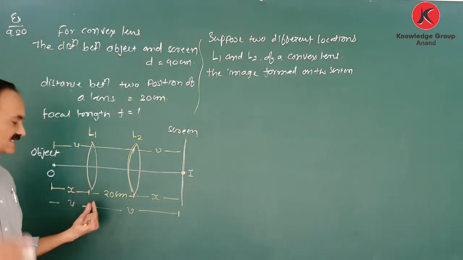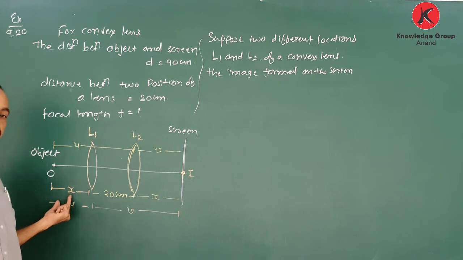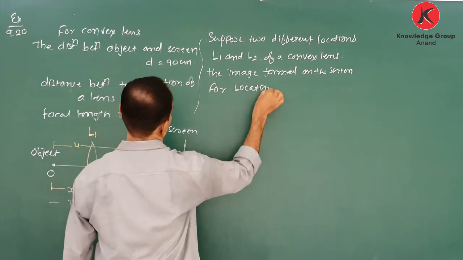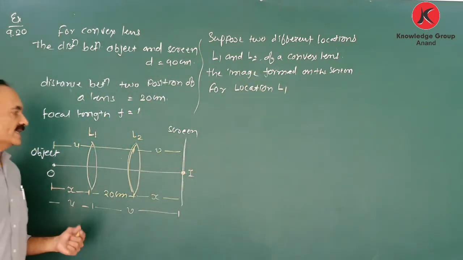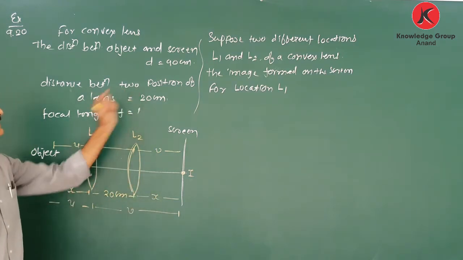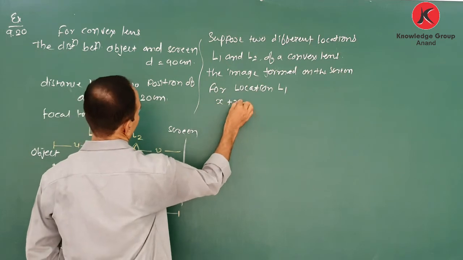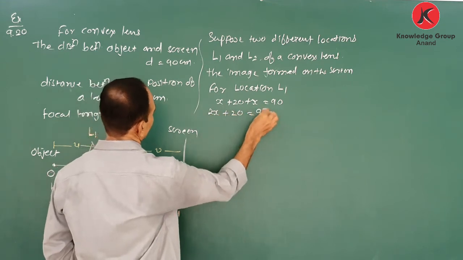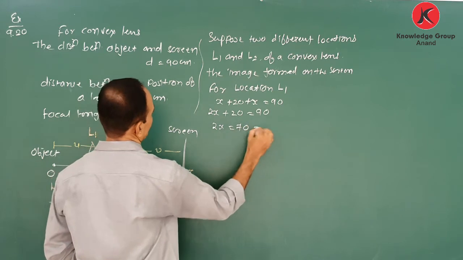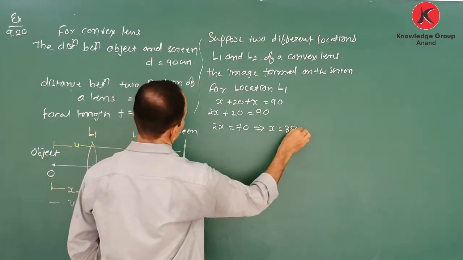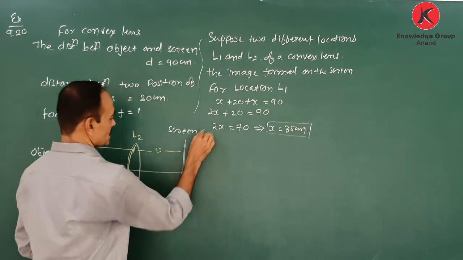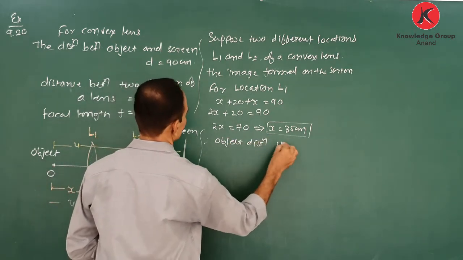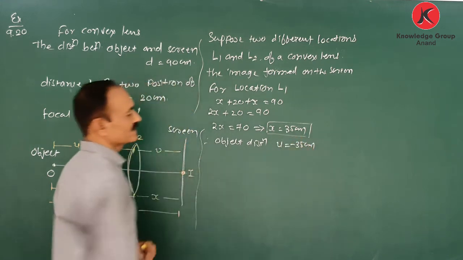Right? So first our aim is, for location L1, what is the object distance? So here x plus 20 plus x is given as 90 centimeter. x plus 20 plus x is equal to 90. Therefore 2x plus 20 is equal to 90. Therefore 2x is equal to 70. Therefore x is equal to 35 centimeter. Therefore object distance u is equal to minus 35 centimeter.